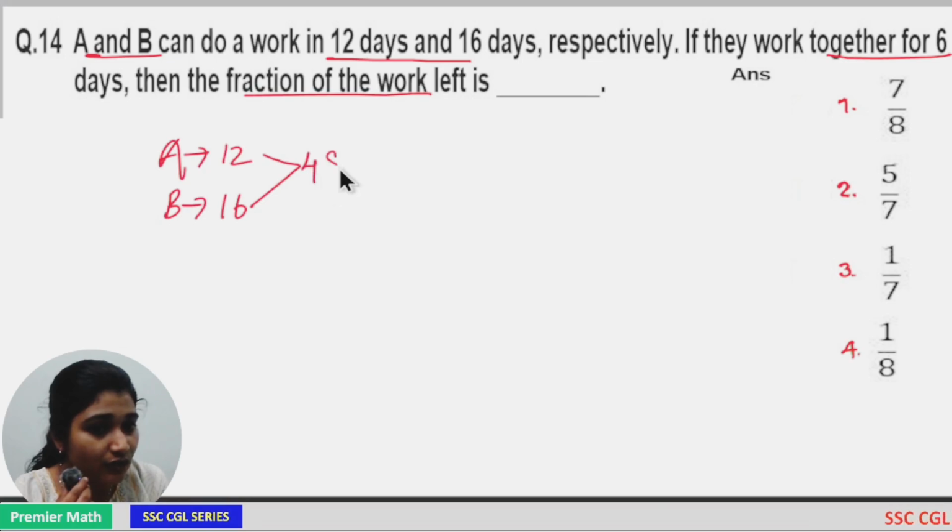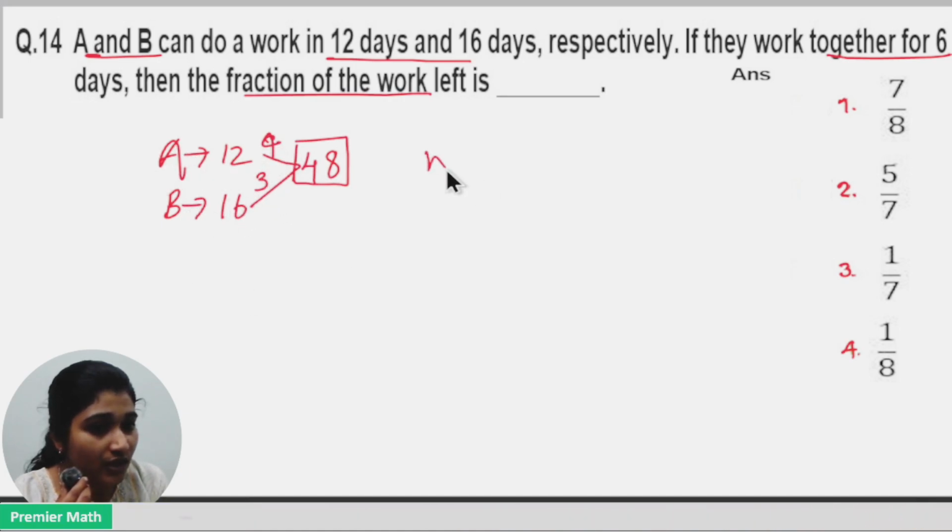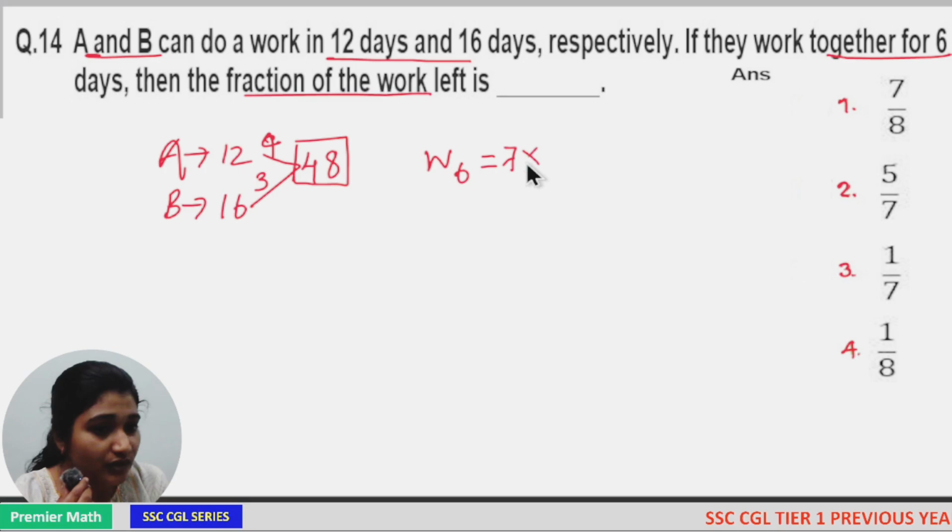Take the LCM, which is 48. Now, total work is 48 units. 12 goes 4 times in 48 and 16 goes 3 times in 48. A's efficiency is 4 units, B's efficiency is 3 units. Now, work completed in 6 days: in one day, A and B together complete 4 plus 3, 7 units of work. Then in 6 days, total 42 units completed.